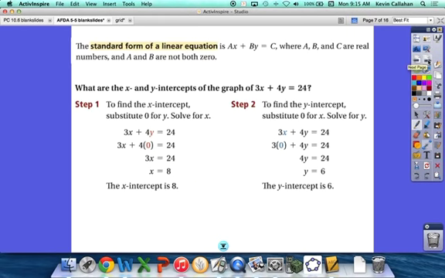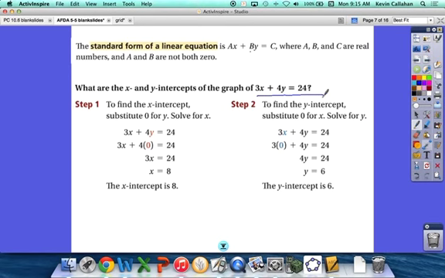The standard form is given by ax plus by equals c. A, b, and c are real numbers, just constants of some kind, and they could be 0. So here is a standard form of a line: 3x plus 4y equals 24.